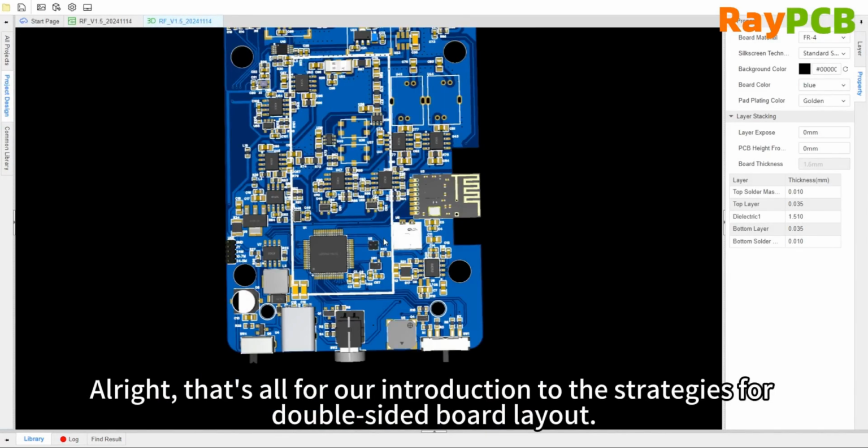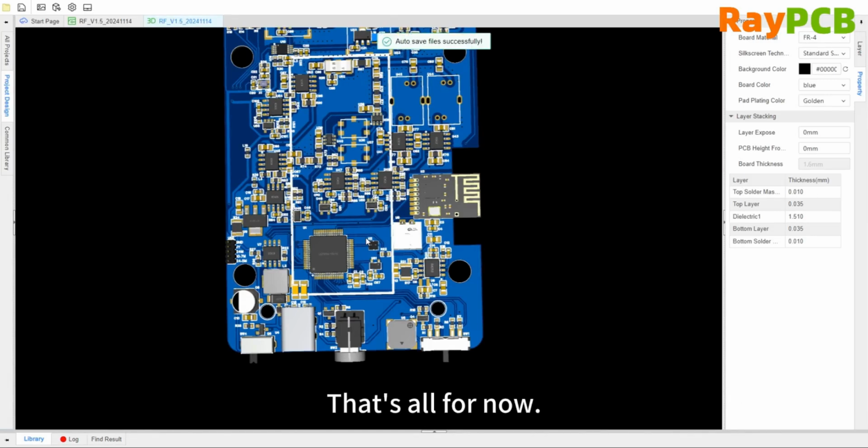All right, that concludes this introduction to effective double-sided PCB layout strategies.